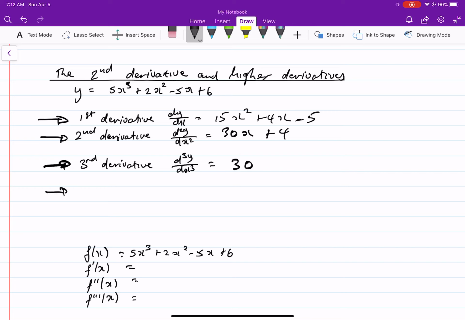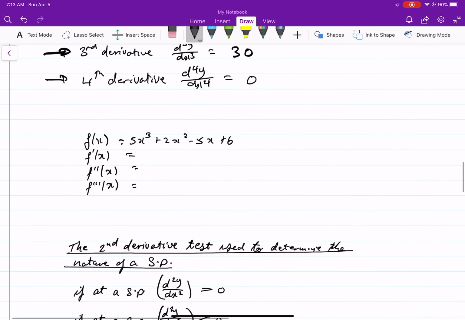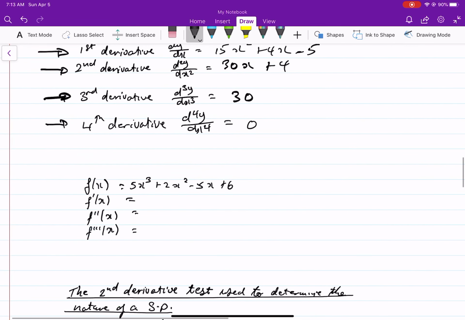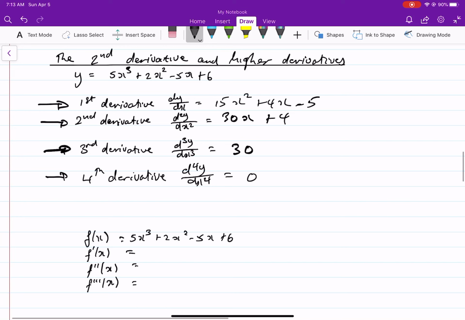Here, a fourth derivative, d fourth y upon dx to the fourth, would be 0. When you differentiate a constant there, you get 0. In terms of notation, you should become familiar with this notation as well. In many cases, you don't call your function y. Almost everything we've done so far, we've called the function y.